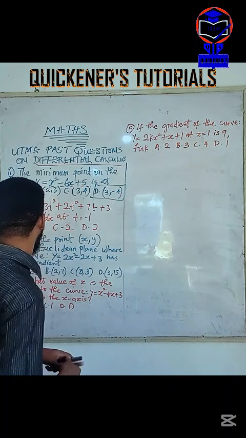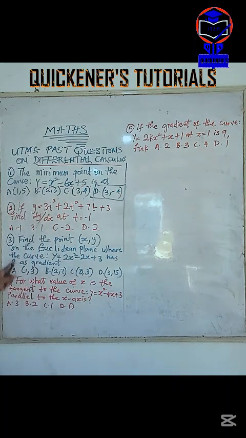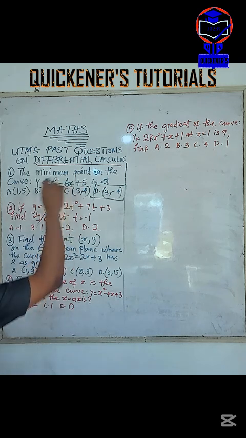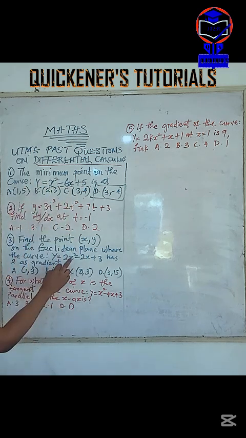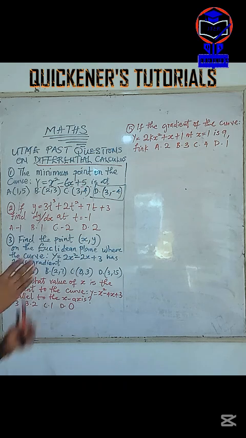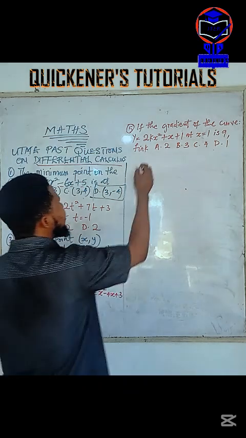Alright, let's continue. Now the next question is, find the point x, y, on the Euclidean plane where the curve y equal to 2x squared minus 2x plus 3 has 2 as the gradient. So we're looking for a point, just like this one. We're also looking for a point in this one. That means we're looking for x, y. Okay? So let's write out the equation.